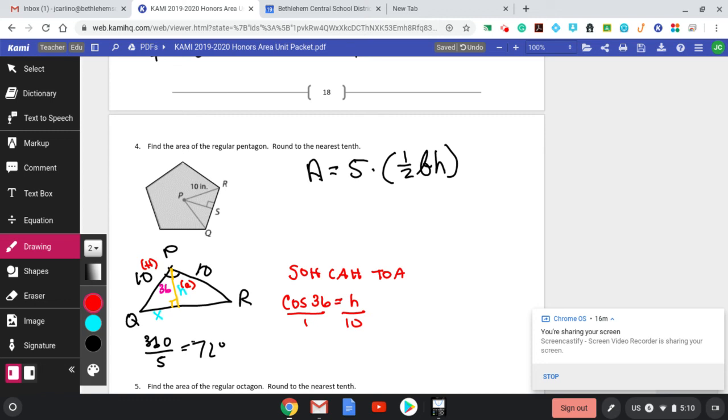Okay, and then how about finding X now? Well, to find X, X is opposite. So now with O and H, I can use sine. So now I can say the sine of 36 equals opposite X over hypotenuse 10. You just want to remember, multiply by 2 at the end, right? To find the full base.